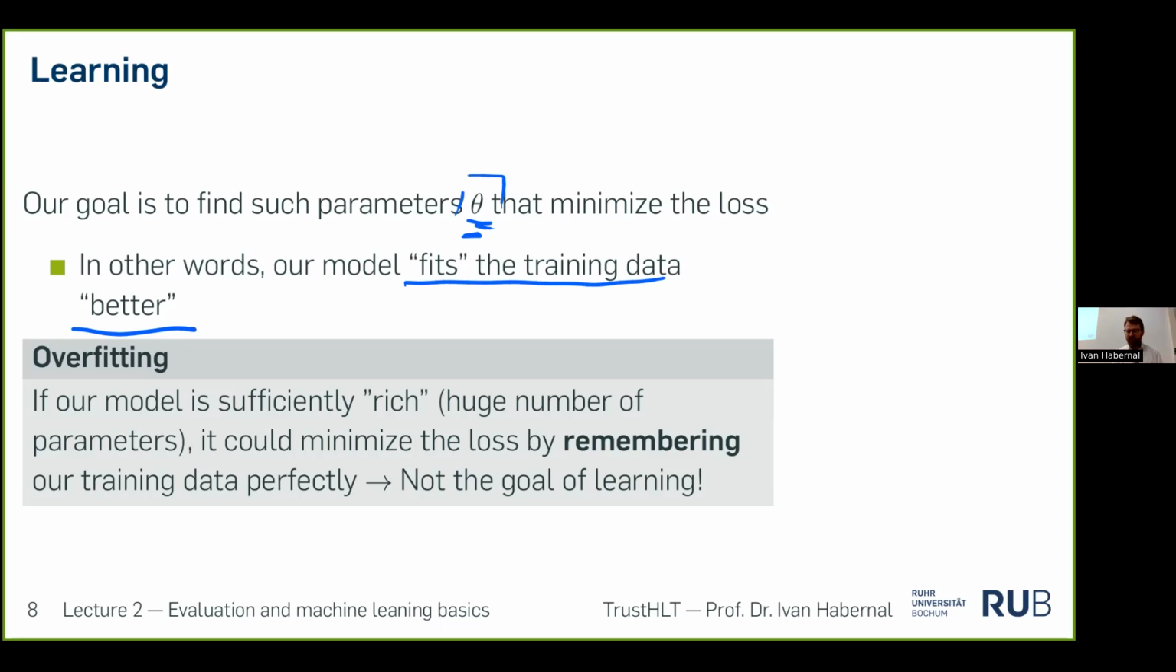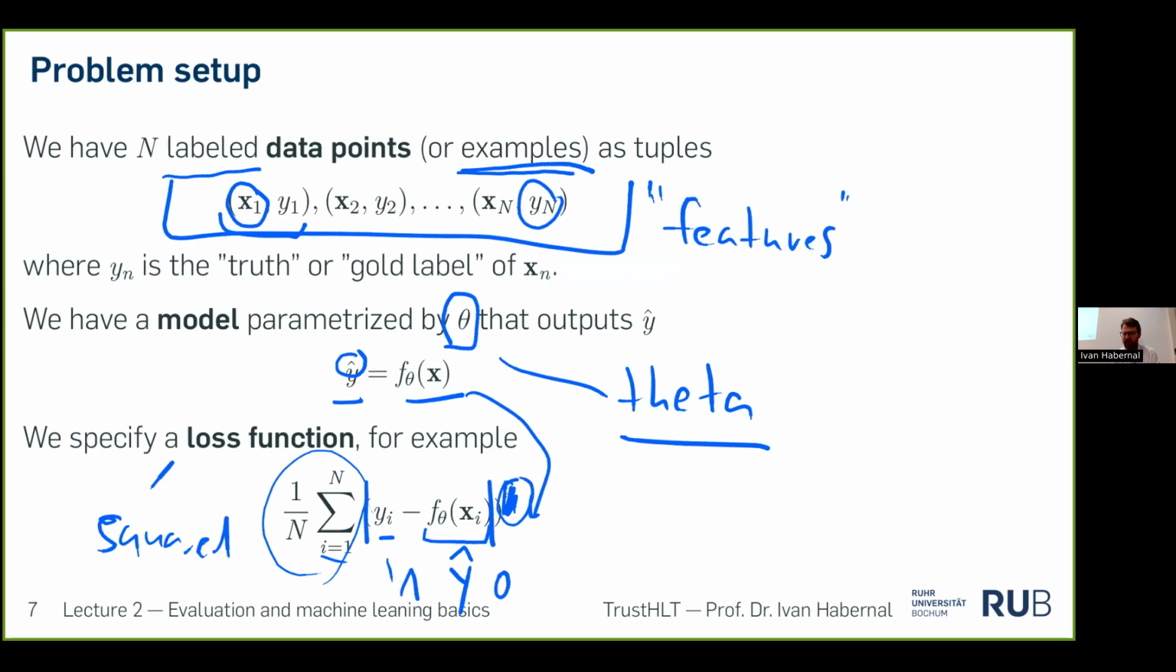We can also overfit. So overfitting, what does it mean? So maybe we have so many parameters, so the model is huge that actually the model can remember everything from the training data. And then we have a zero loss. Is it possible? Well, why not? If you look here, after training, for every training data example, the difference would be zero. Then we have zero loss, which means the model can correctly predict each training example, right?